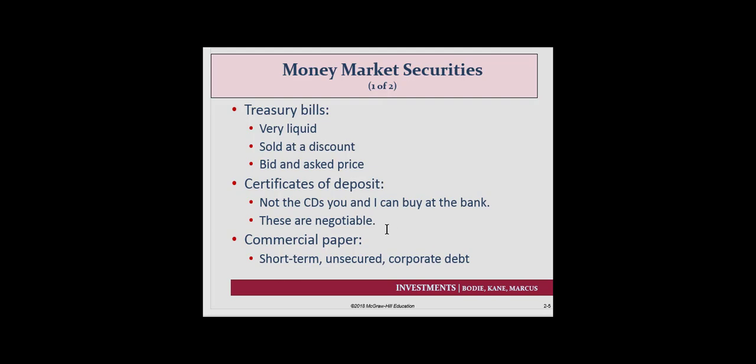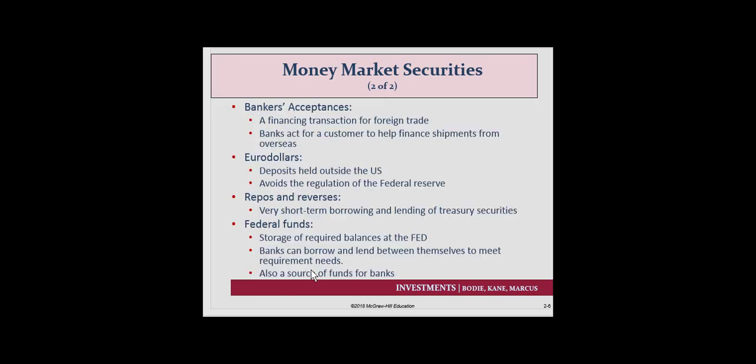So what kinds of things are there? Treasury bills, obviously issued by the United States government. They're very liquid. Certificates of deposit, not the same ones that you and I can buy. These are what are referred to as negotiable CDs. They can be traded. Commercial paper is short-term, unsecured corporate debt. So it's debt that essentially corporations sign their names for to get the money.